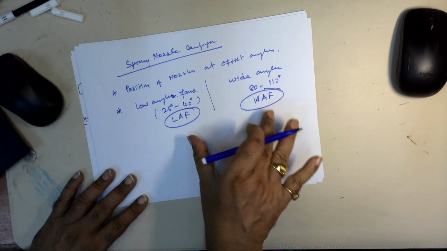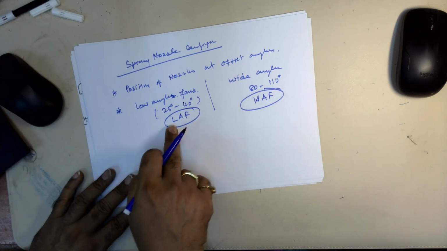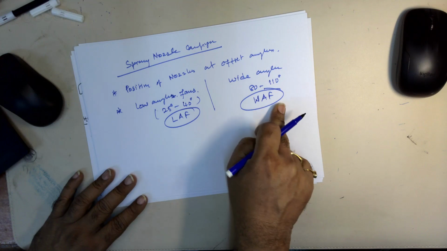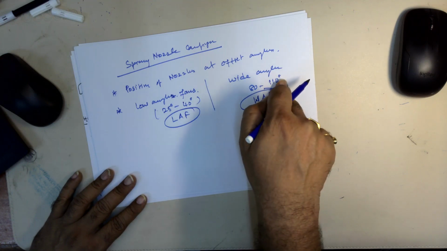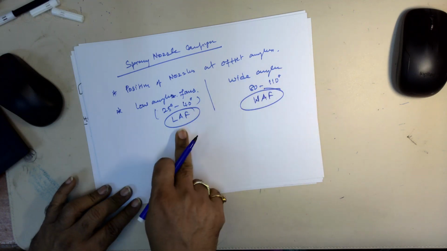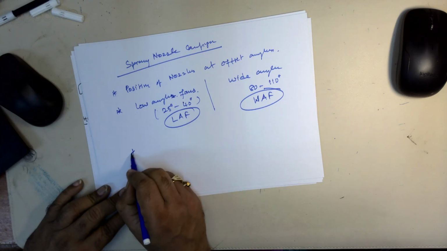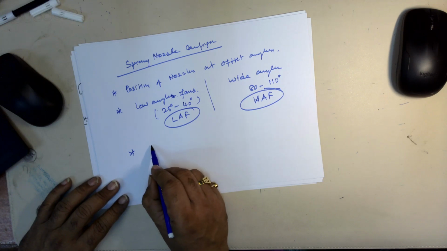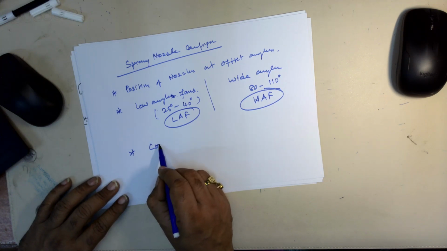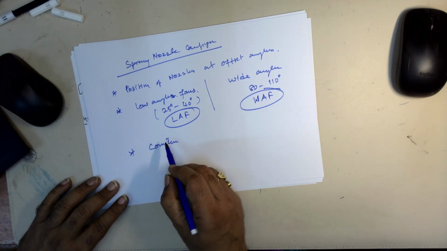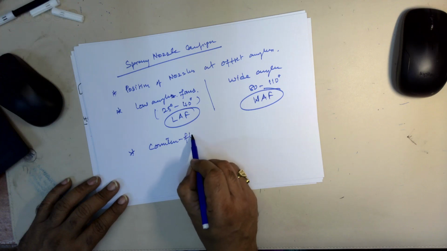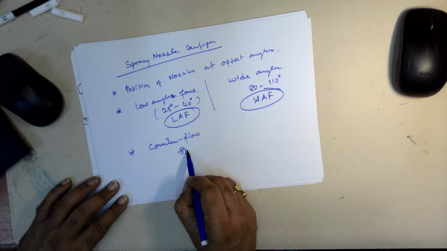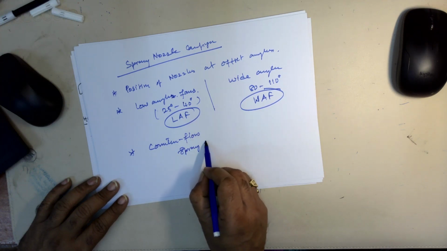So you can just ask those people whether it is a LAF or a WAF, and this is for full coverage, and this is for high impact. Then there will be some counter flow spray setup also. It is called a counter flow spray setup.